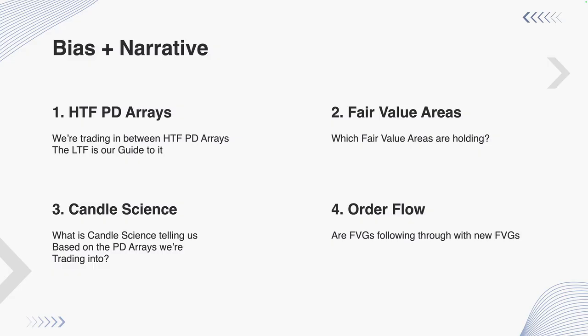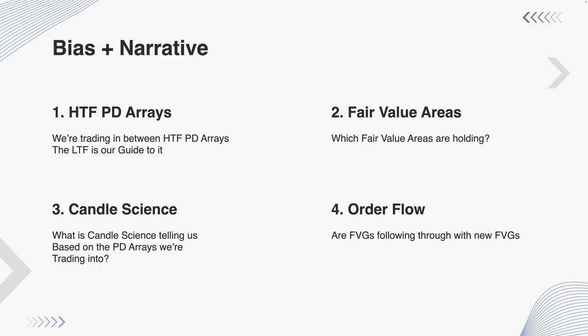The next to that is order flow. The last part is, again, are fair value gaps following through with new fair value gaps? So previous fair value gaps, are they now creating, based on 2 candle rejection, based on the candle signs, a follow-through with a new fair value gap? And all those components right there, they will tell us if we want to trade into a certain higher time frame PD array, or if we want to hold off that certain higher time frame PD array. So we need to pay attention to what the lower time frame is telling us. It's our compass, it's our guide right there.